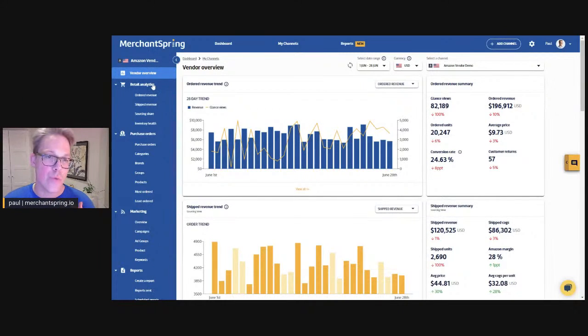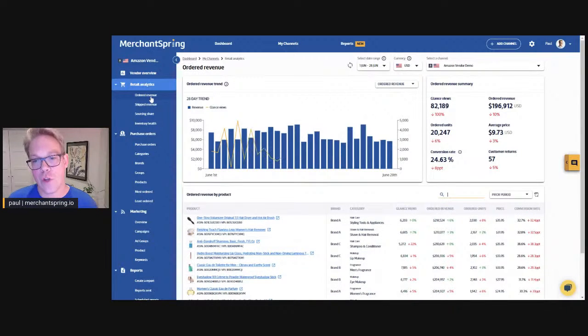Today, I'm going to focus on retail analytics, and specifically these first 3 reports: ordered revenue, shipped revenue, and sourcing share. Let me talk about ordered revenue first. Let's understand ordered revenue. Ordered revenue essentially is demand signal. It represents the orders that are being placed by Amazon's customers with Amazon. So sold by and fulfilled by Amazon.